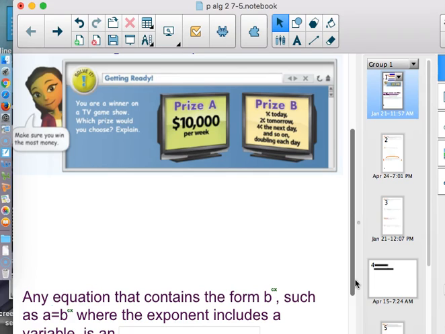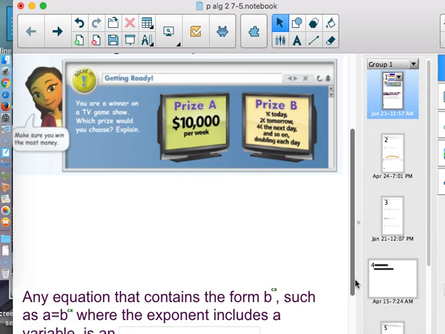All right, so we've got prize A is $10,000 per week. Prize B, you get one penny today, but tomorrow you get 2 pennies. The day after that, you get 4 pennies. So they're doubling this, and so on, doubling each day. Now we've done this enough. Which of these do we know we should take? We better take prize B. But it's one of those where you might want to see it to believe it.